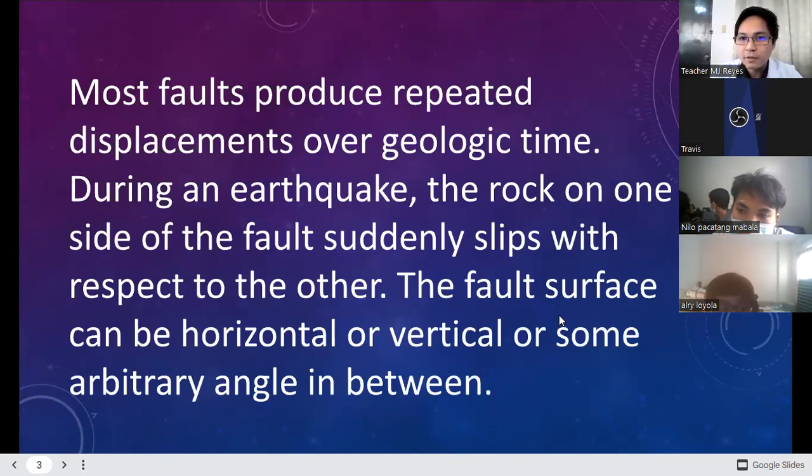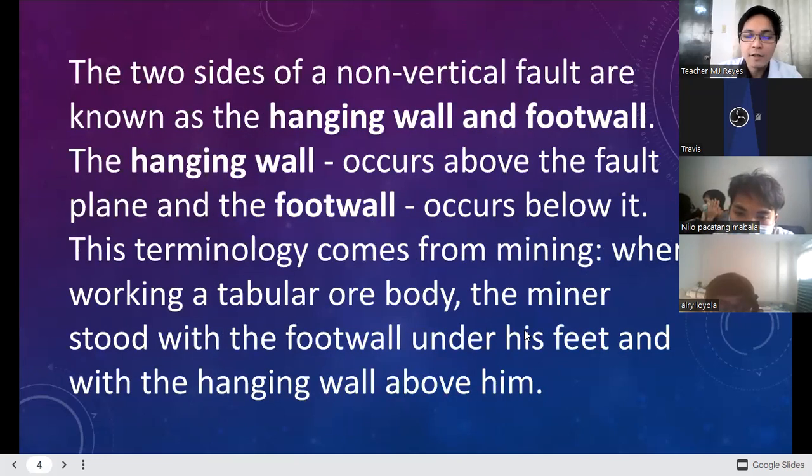During an earthquake, the rock on one side of the fault suddenly slips with respect to the other. The fault surface can be horizontal or vertical or some arbitrary angle in between. Let's take a look at this. There are different types of faults based on their movements. Two sides of a non-vertical fault are known as the hanging wall and the footwall.